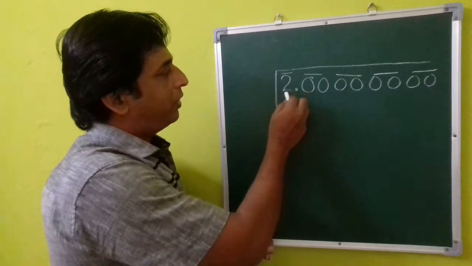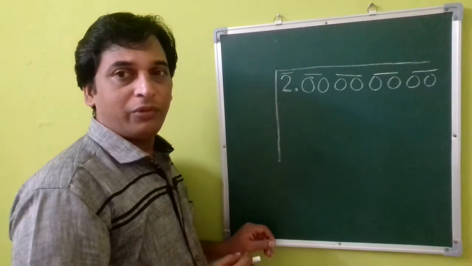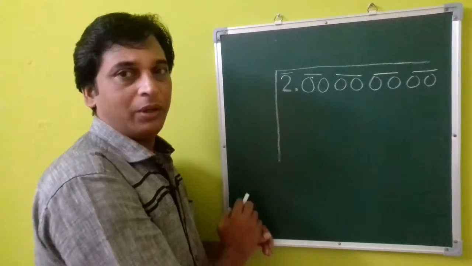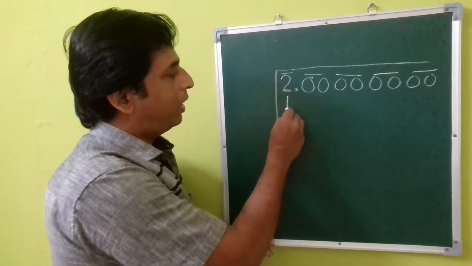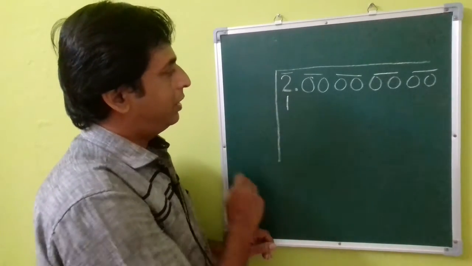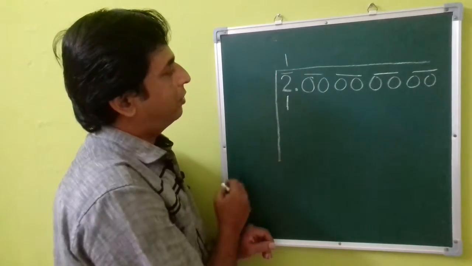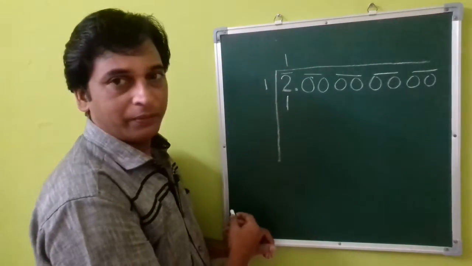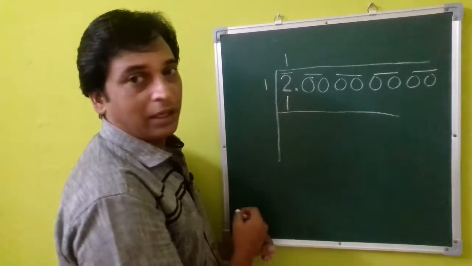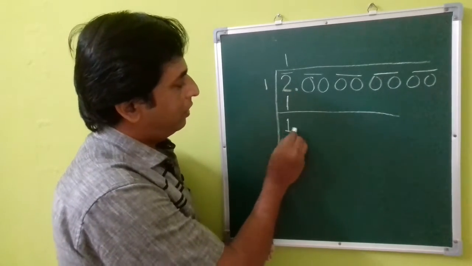So the first step is to take the first group, and you need to find a perfect square number equal to it or just below it. As you know, 1 is the perfect square number below it. So we can write it here, and you have to write the square root of this here as the quotient and also as a divisor. The next step is to subtract it as we do in long division. 2 minus 1 is 1.